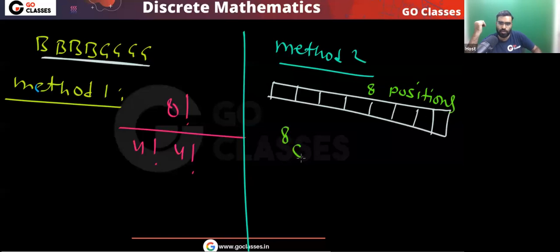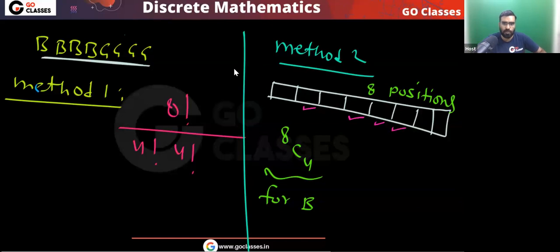So from these 8 positions, you select 4 positions for B. If I select 4 positions for B, how many ways can I put B? Total 8 positions are there, and in these 8 positions I select 4 positions for B. How many ways can I put B? Only one way.